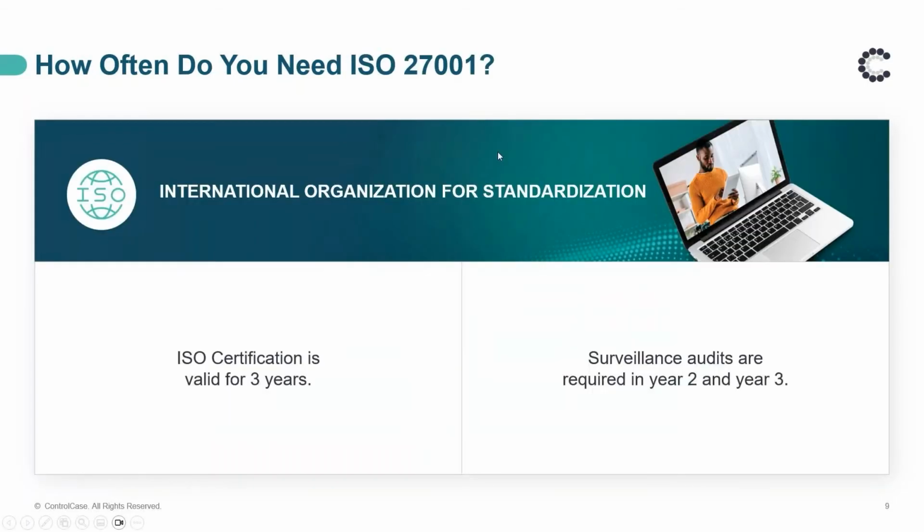Moving on, how often do you need ISO 27001? ISO 27001 is a 3-year certification. So once you get certified, your certificate is valid for 3 years. The catch is every year you have to do a surveillance audit. We will look at what year 1, year 2 and year 3 look like in the next slide. But just to give you a complete picture, it's a 3-year certification where you're required to perform surveillance audits in year 2 and year 3.